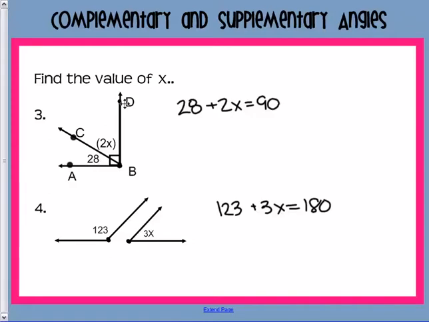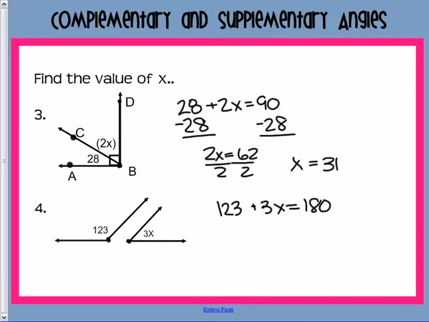Okay, so what I have here is a complementary angle. So if I take 28 plus 2x, it equals 90. So get rid of the 28, and 90 minus 28 is going to give me 62. So now I have 2x equals 62, divide by 2, and x equals 31.